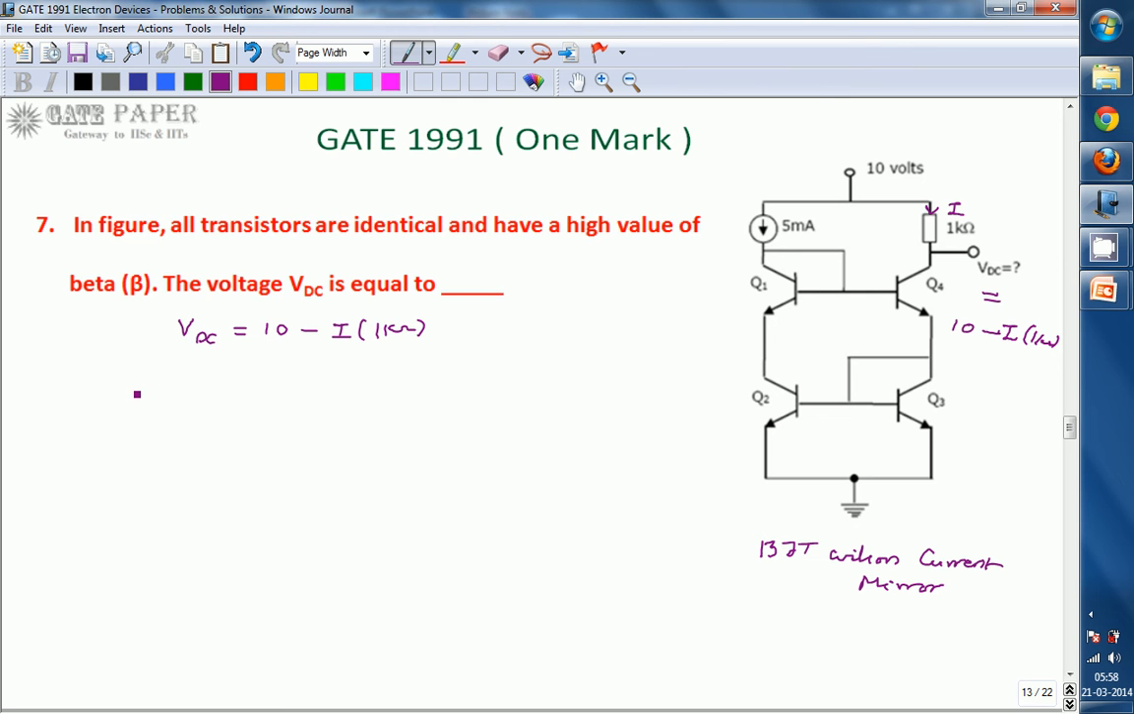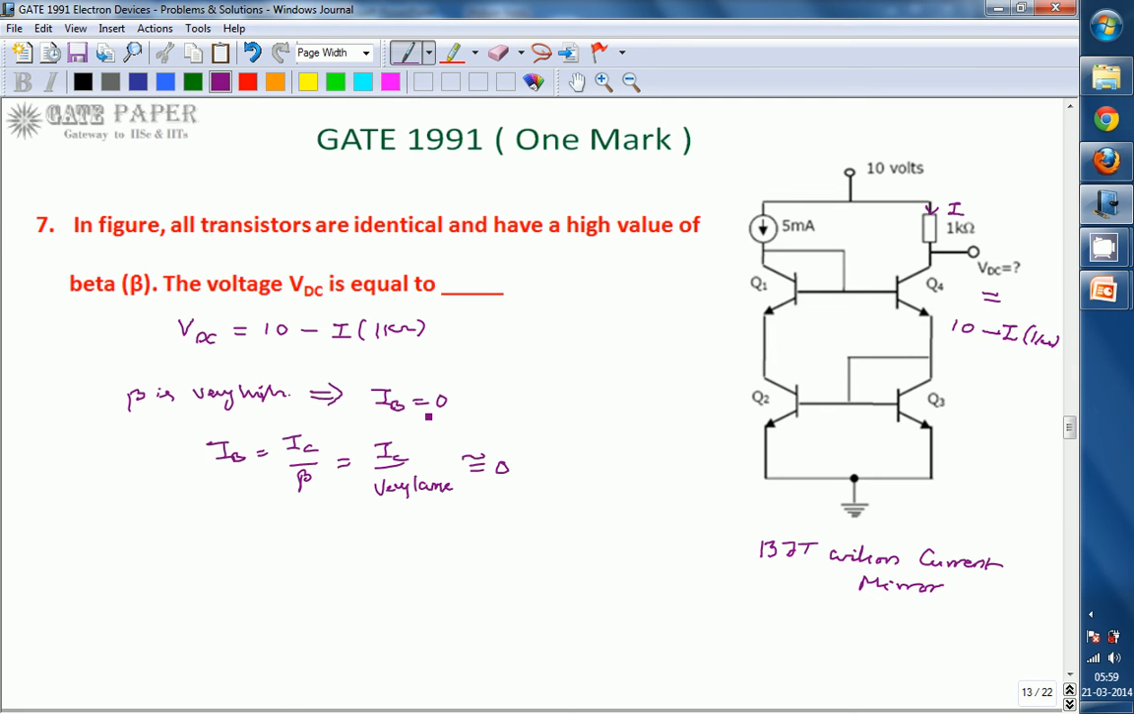A very high value of beta is very important. Whenever it is given, the implicit assumption is that the base current will be treated as 0. So base current is 0 is mentioned in another way as a high value of beta. You can see this: IB we can write as IC by beta. If it is IC divided by a very large number, then what you get is very small, which is approximated as 0. If you assume beta is infinite, definitely IB will be 0. So the meaning of beta very high is simply to neglect the base currents.